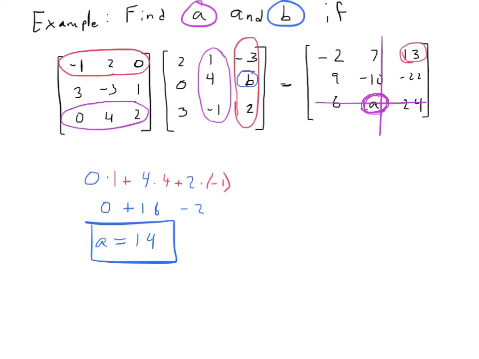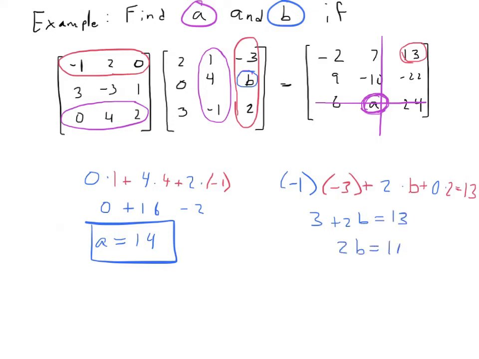Right? So I can say, let's just do this, negative 1 times negative 3 plus 2 times B plus, I guess it doesn't matter, but 0 times 2 equals 13. Now if I actually solve this thing out, I'm looking at 3 plus 2B equals 13. If I move things around, 2B equals 10. So B is 5. Yay, we got it.